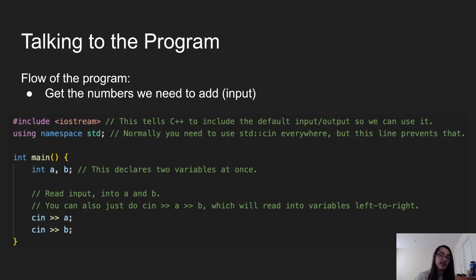So we add this line to the top. It should be at the top and not inside main because of C++ reasons. Then we need to declare two variables representing the numbers that we want to add, for example, a and b. And then finally, we can read in the input into these two variables.